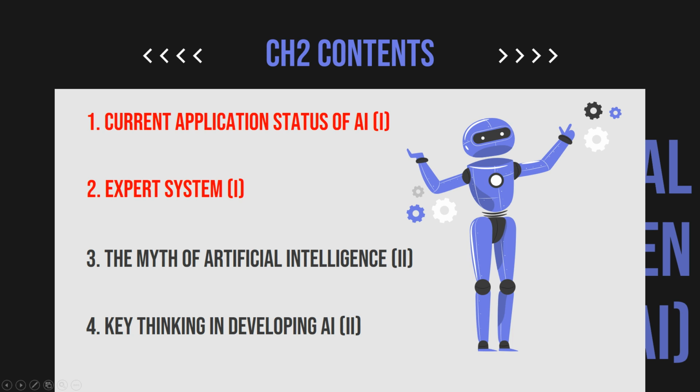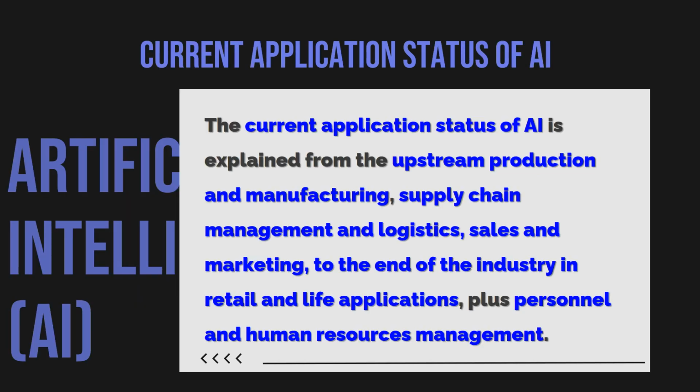So actually, AI is like a child. Okay, they will grow up. In between, they have a system called an expert system. Okay, and section 3 is about the myths of AI. Okay, the last section is about key thinking in developing AI. And today we don't have enough time to talk about section 3 and 4, so we'll focus on the first 2 parts.